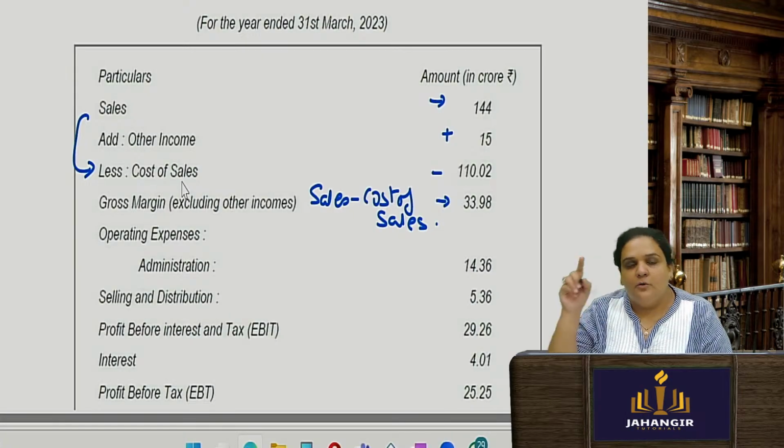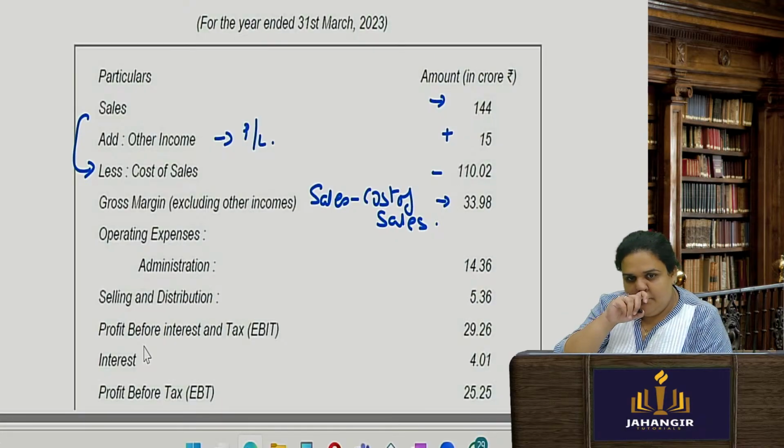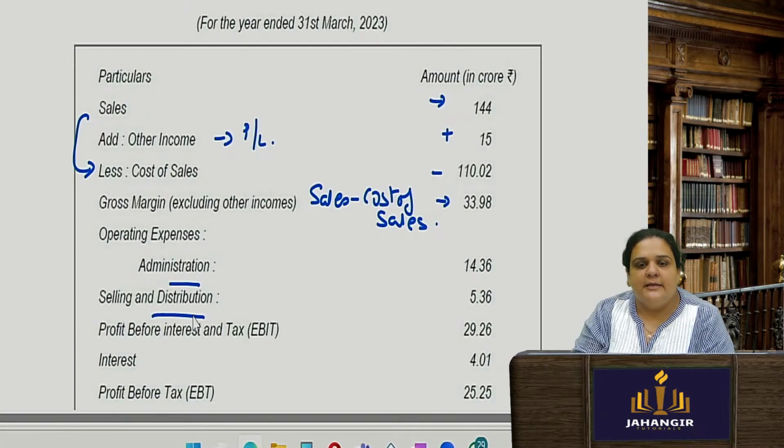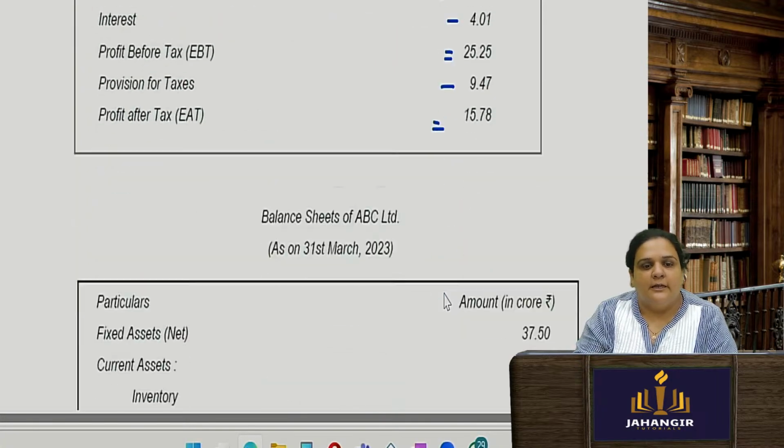Other income goes in the P&L items. It is after gross profit, then you add this other income. In operating expenses, you have administration, selling and distribution. You get profit before interest and tax. Minus interest, you get profit before tax. Then you have provision for tax, profit after tax.